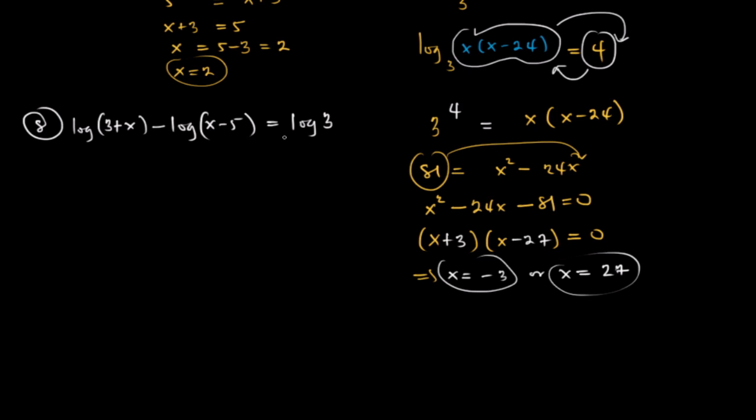Now how exactly do we start this? Observe that this is 3 plus x and this is x negative 5, and you have a negative sign here. Before I carry out any step, I'm going to apply the laws of logarithm that say we can transform the negative sign to a division sign. If it was an addition, you change the addition sign to a product sign. So this becomes the log of 3 plus x, divided by x negative 5, and this equals the log of 3.